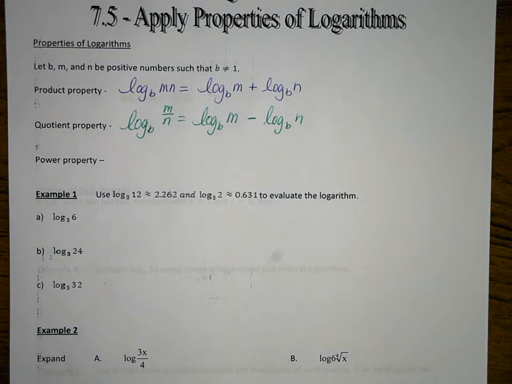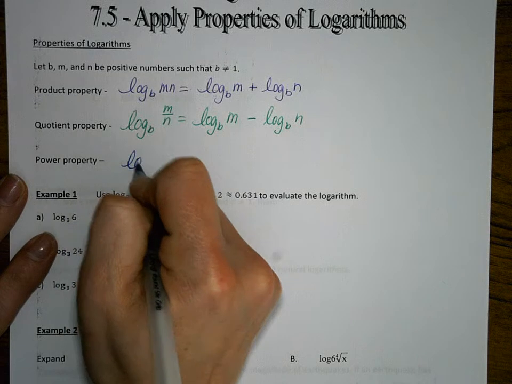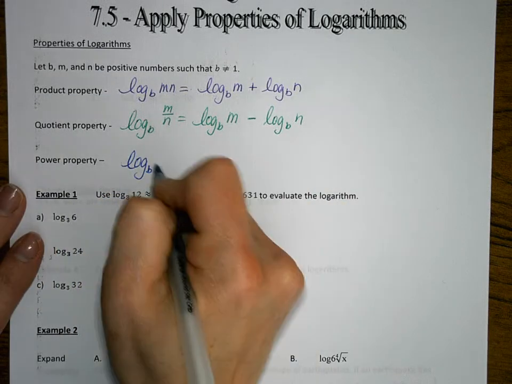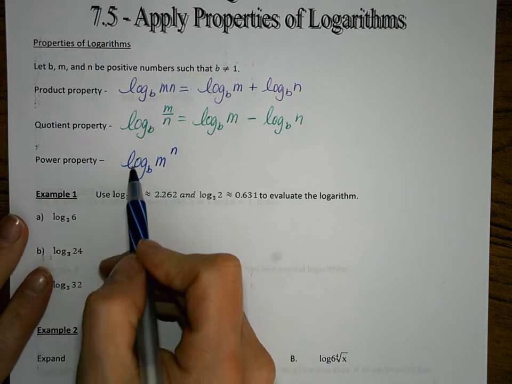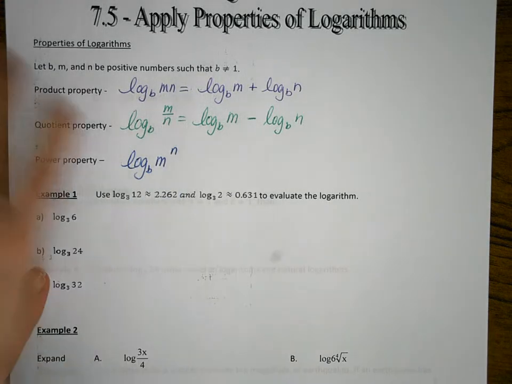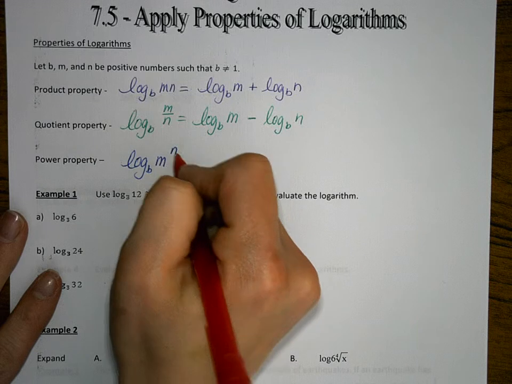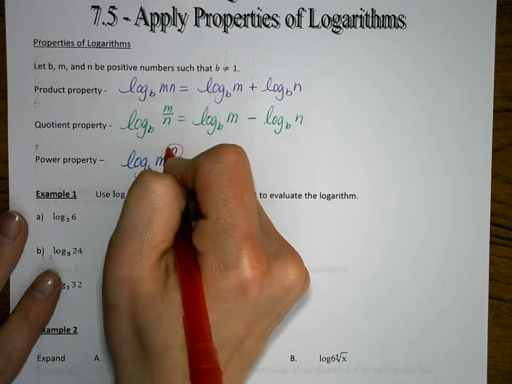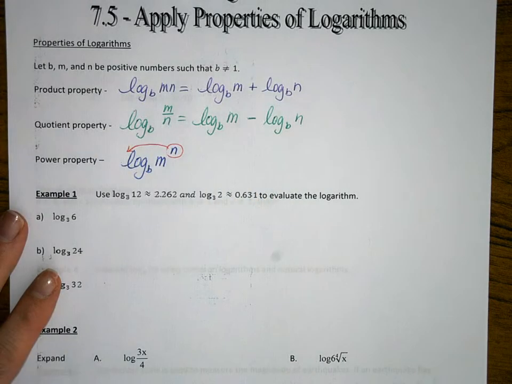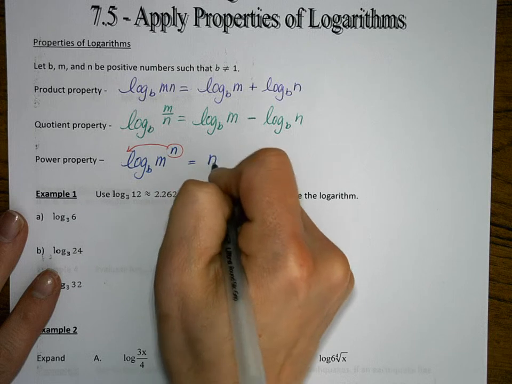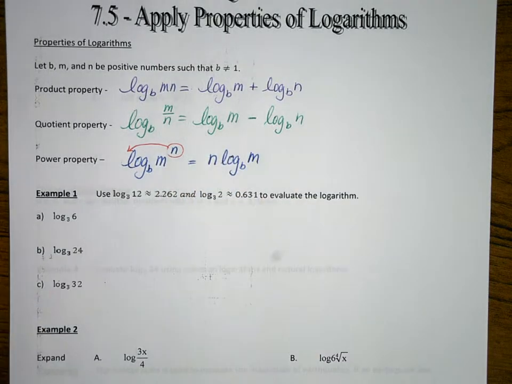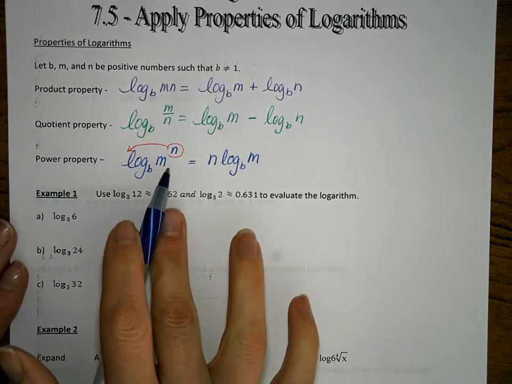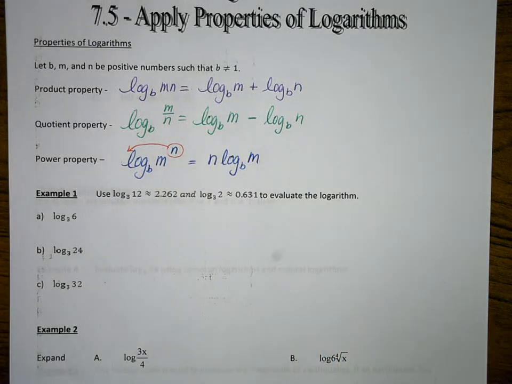And then we have the power property. This is the one that I refer to as Superman. If I have the log, any base, of something to a power, that power is like Superman. He has the ability to fly out in front. So that's going to be n times the log of the base of m. The log of a power, the exponent has the ability to fly out in front.